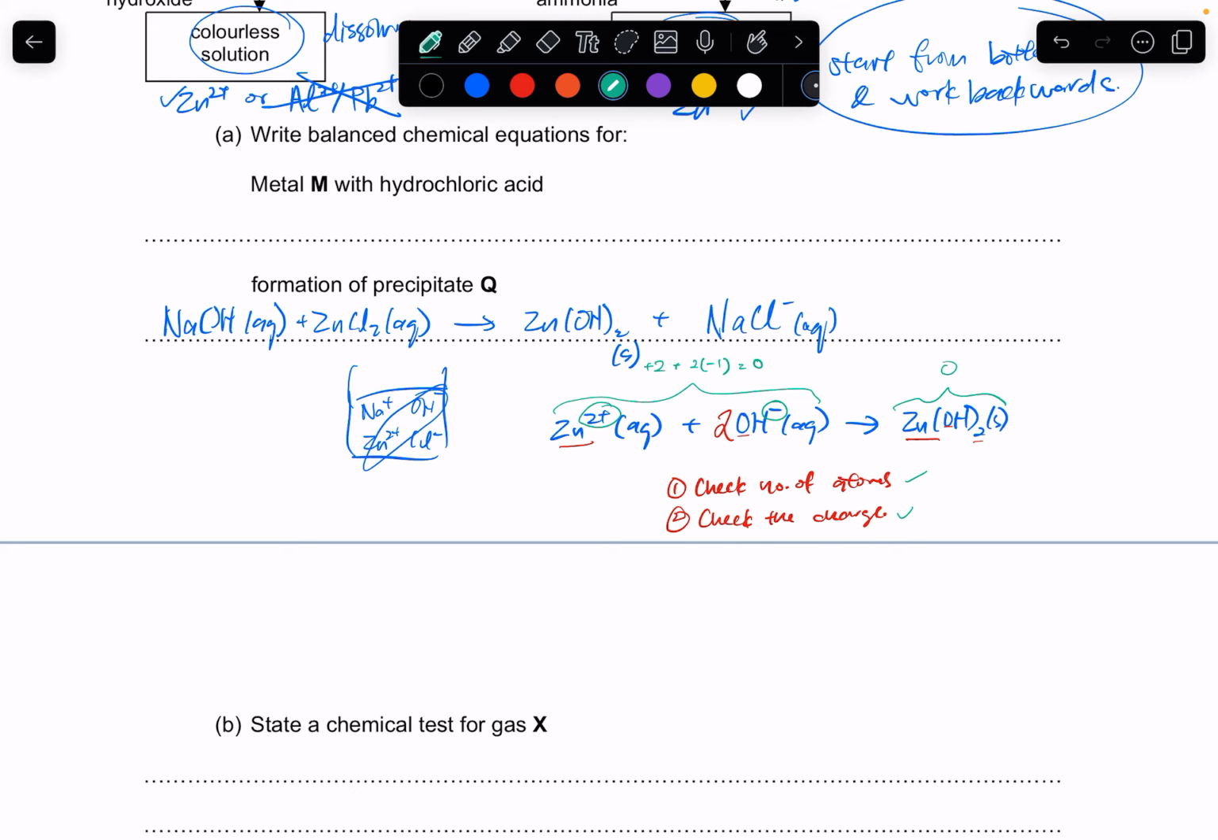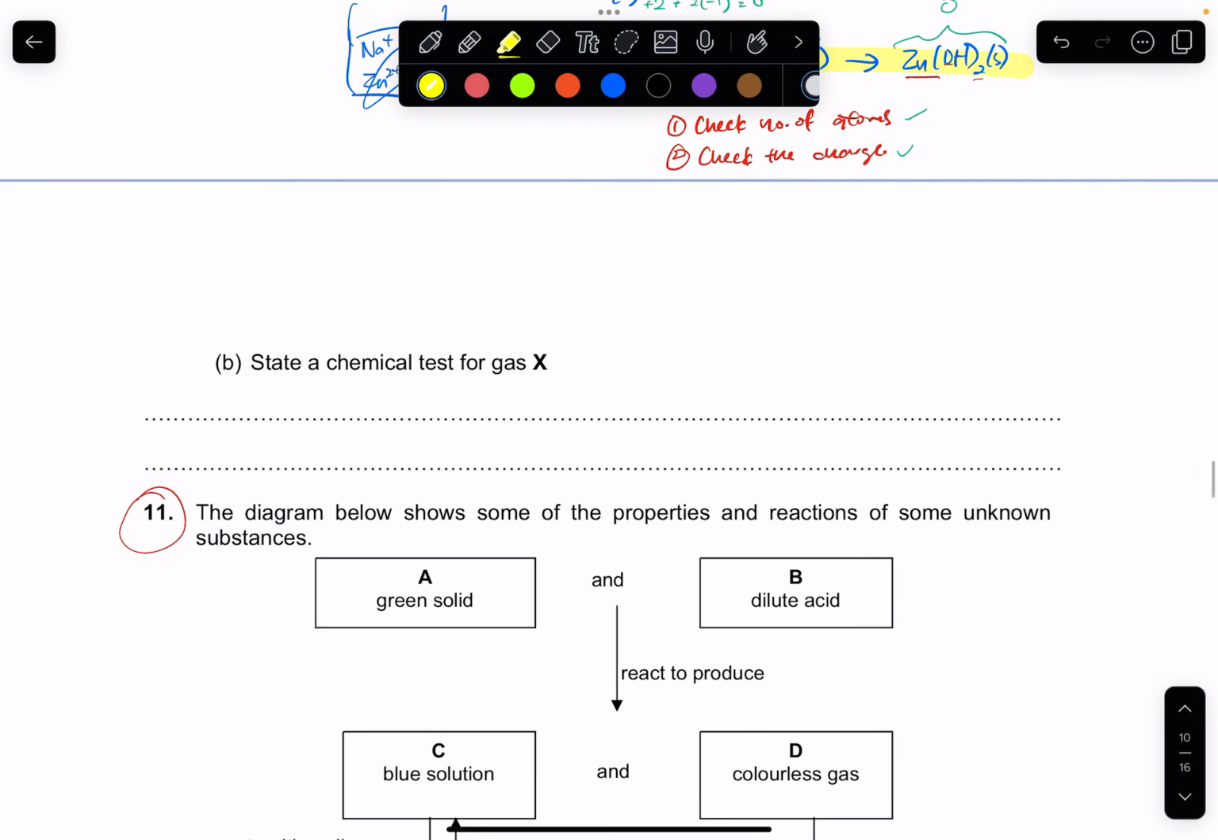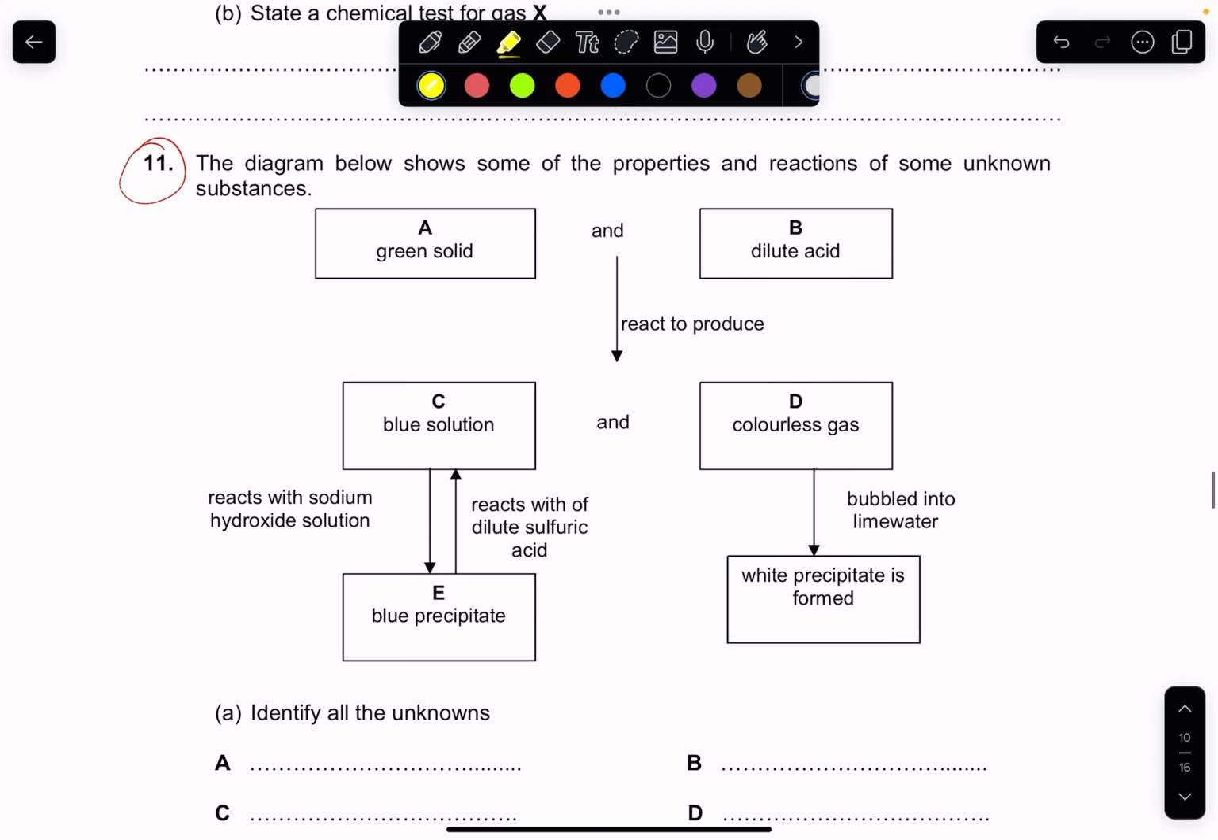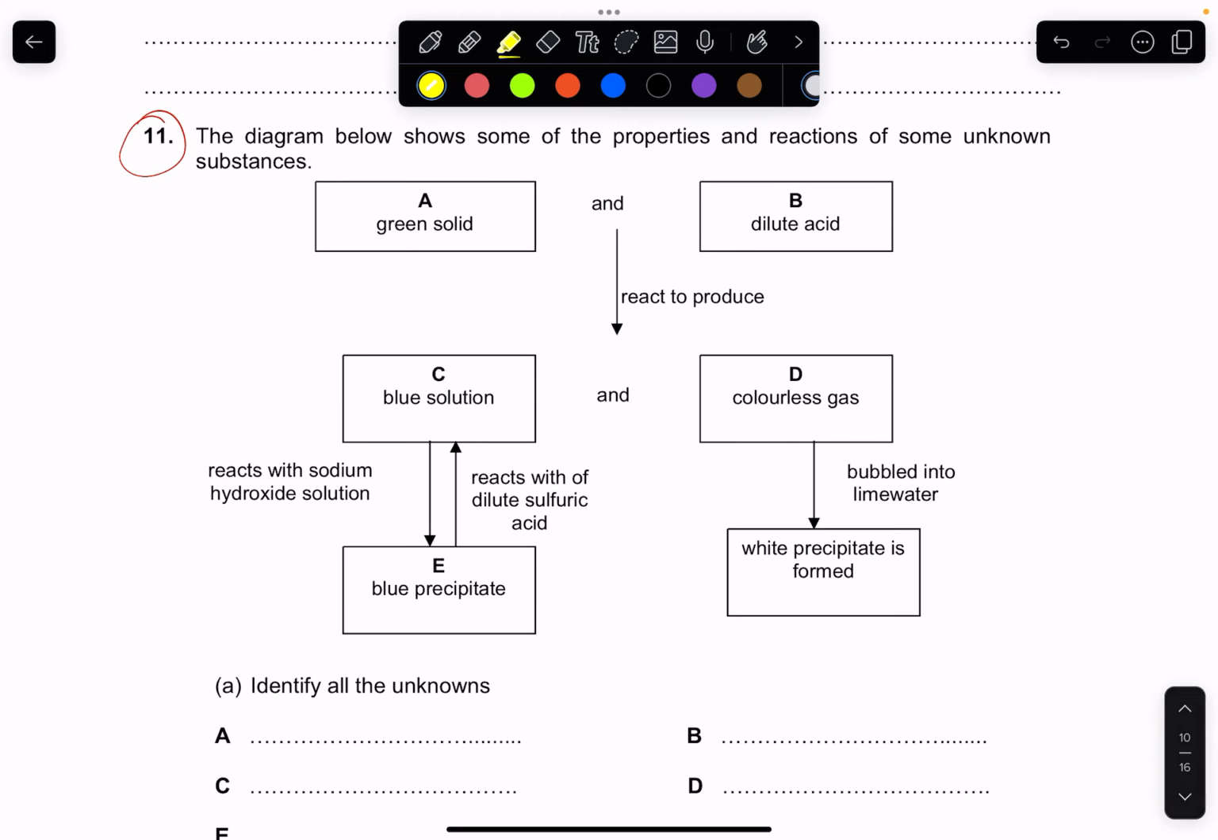You need to know how to write the ionic equation for precipitation reaction, because this is a common question. You also need to know the ionic equation for neutralization reaction. Okay, state the test for gas X. This one you should know how to test for hydrogen. We do one more example.